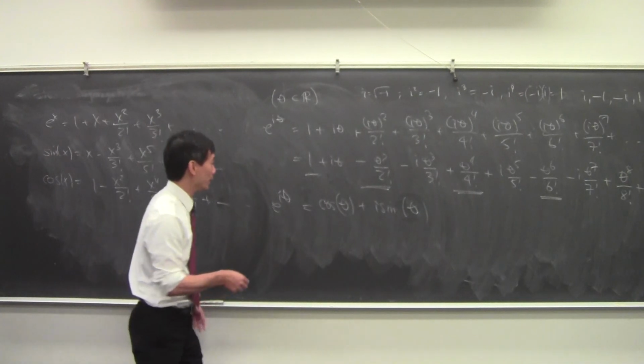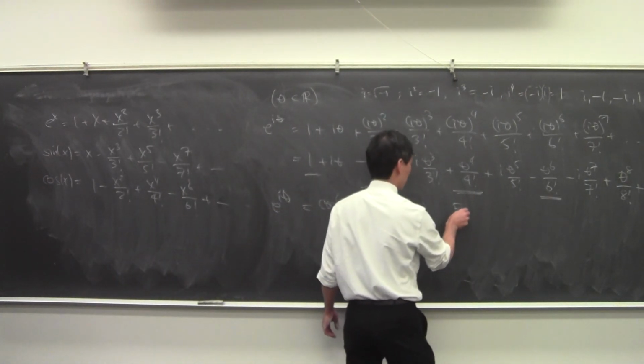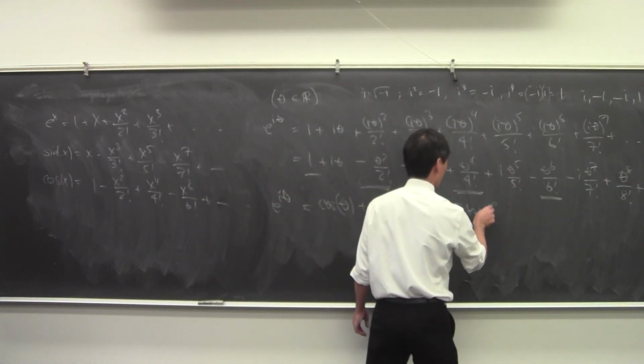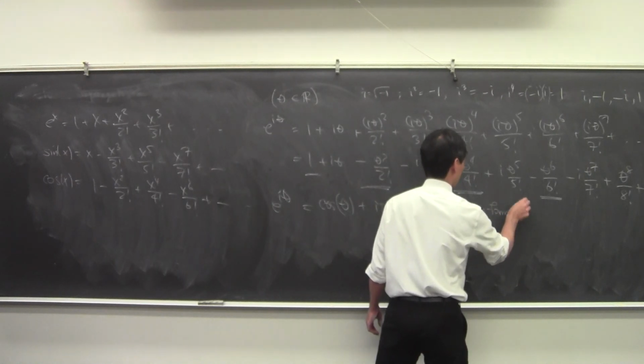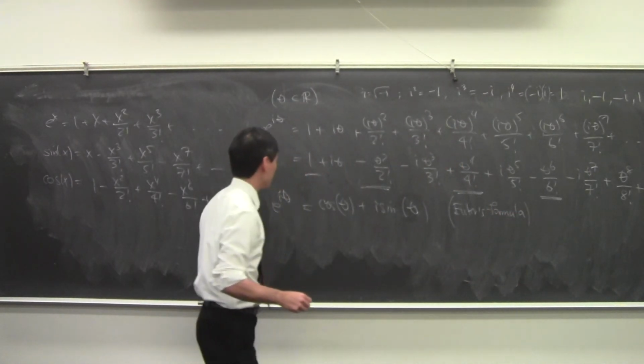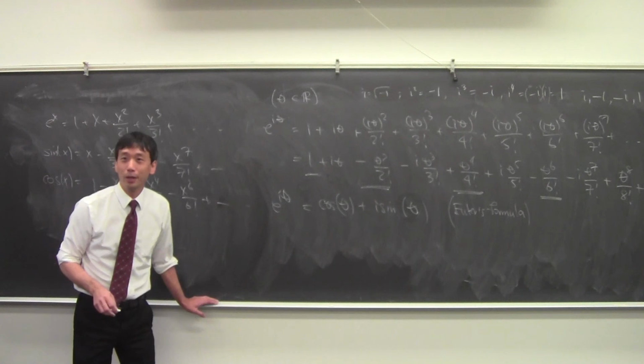So this is a famous formula. It's called Euler's formula. e to the i theta equals cosine theta plus i sine theta.